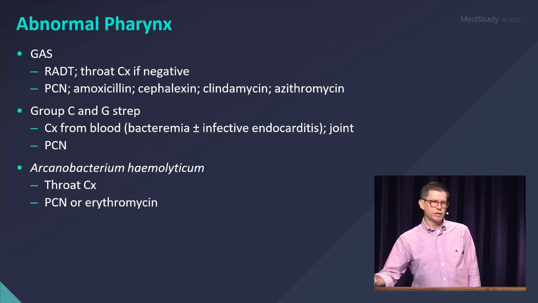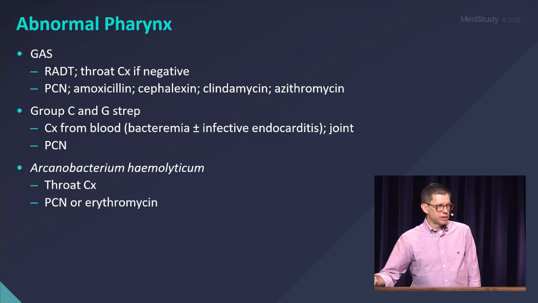Penicillin is the drug of choice for this. Amoxicillin, and amoxicillin you can give once a day. You don't have to give it twice a day for Group A strep pharyngitis. Cephalexin, clindamycin, and azithro. Azithro, there is resistance of Group A strep to azithro, so that's why it's the least preferred choice. Group C and G strep, sometimes it can cause endocarditis or osteoarticular infections.